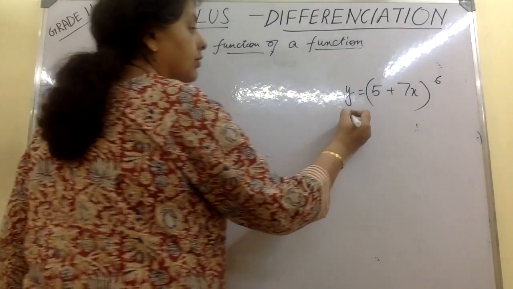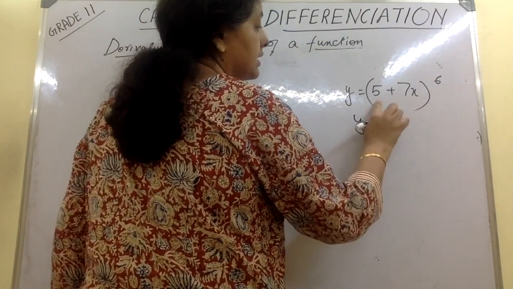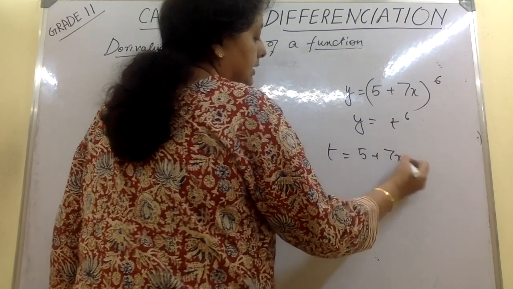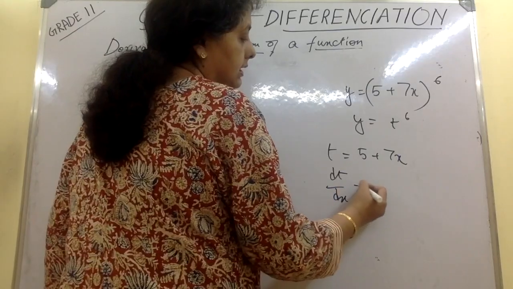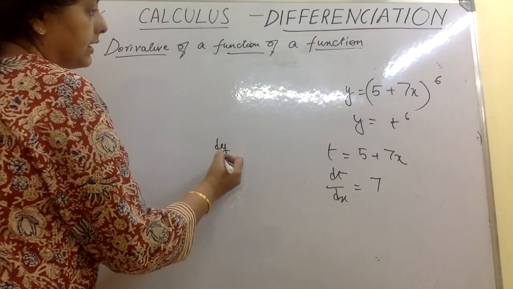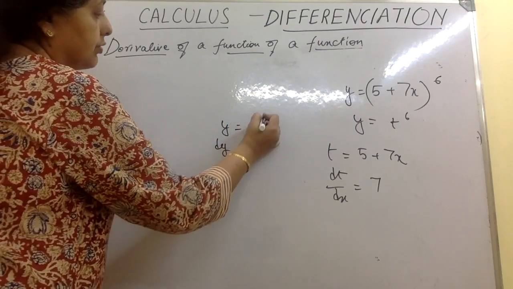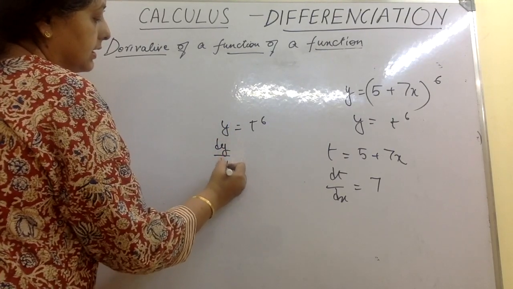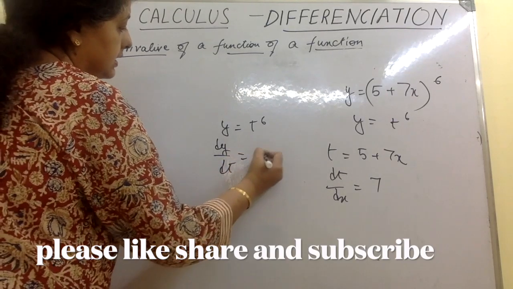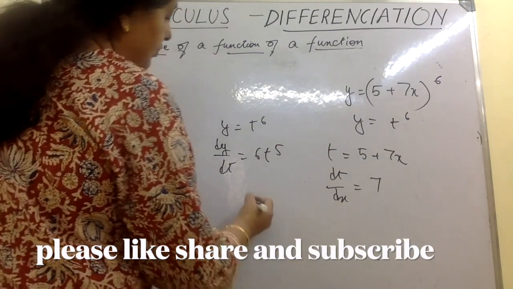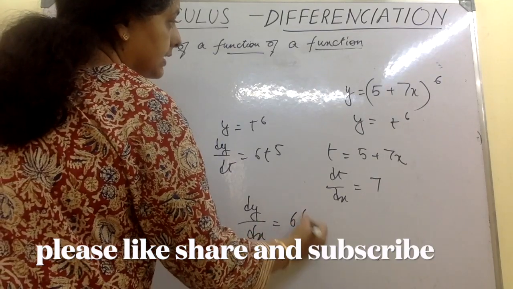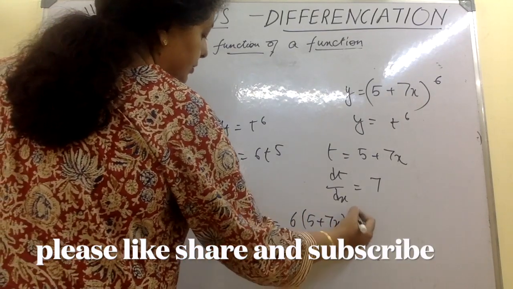Okay, let's see this now. y is equal to, this full thing we will take as t. t is equal to 5 plus 7x. dt by dx is equal to 7. Then also y is equal to t to the power 6. So dy by dt is 6 t to the power 5. Now dy by dx is dy by dt into dt by dx, which is 6 t to the power 5 times 7.